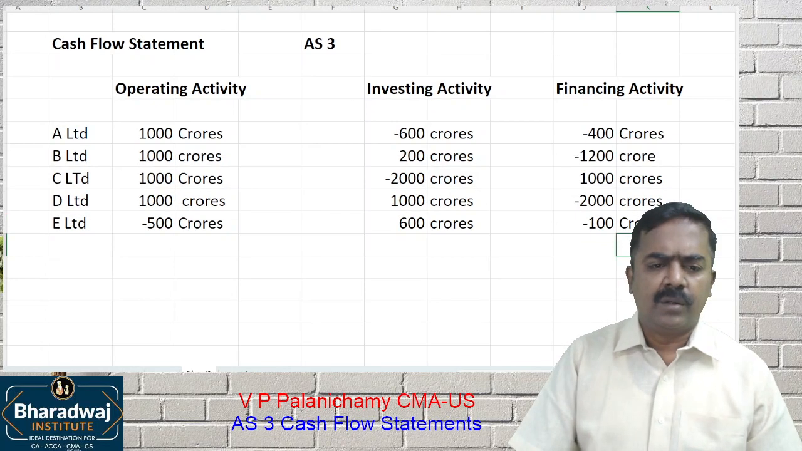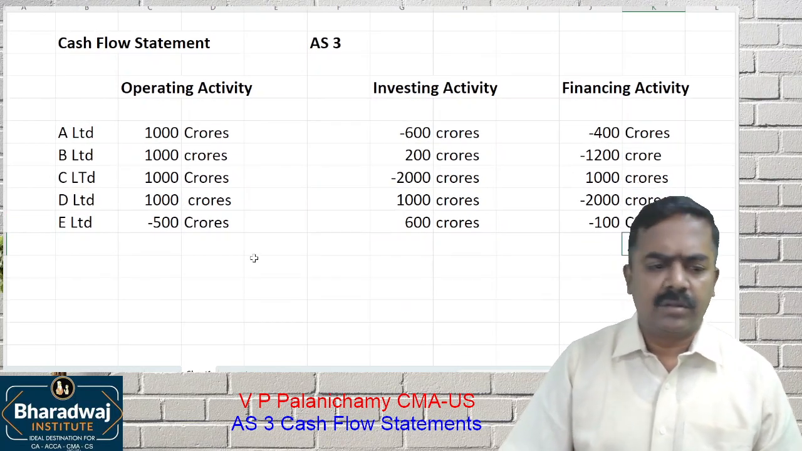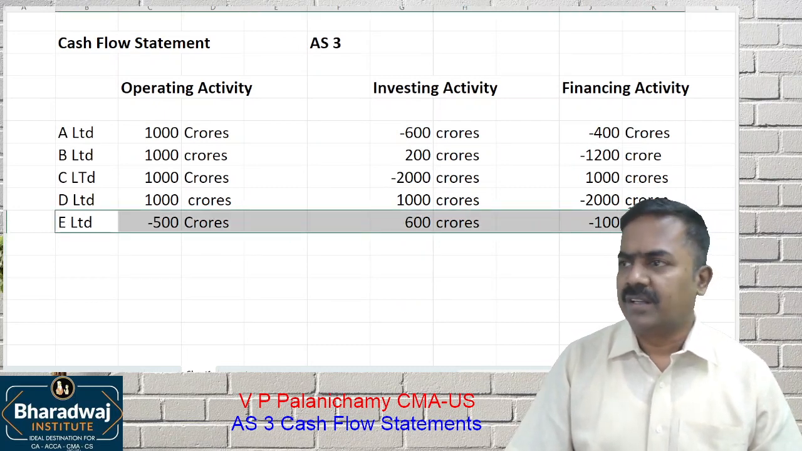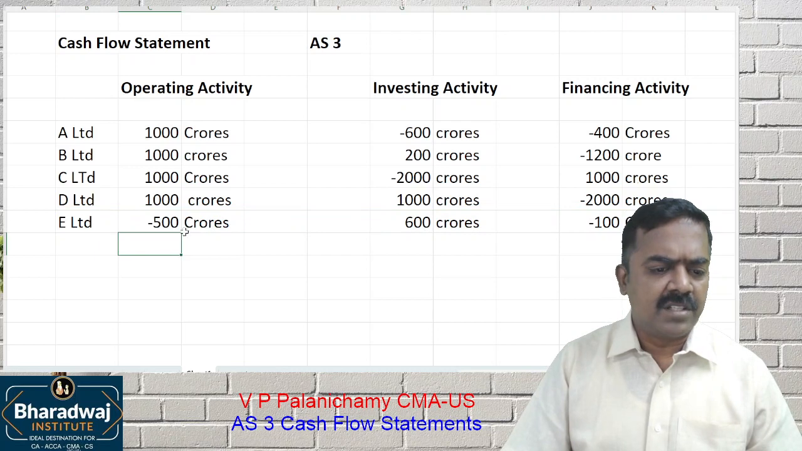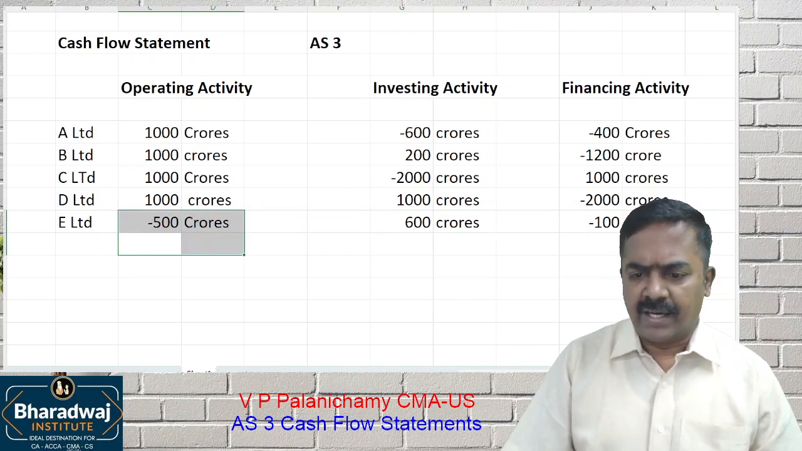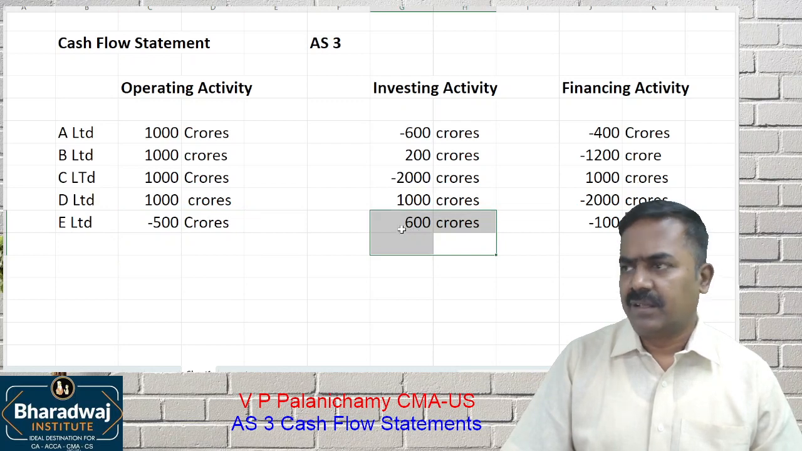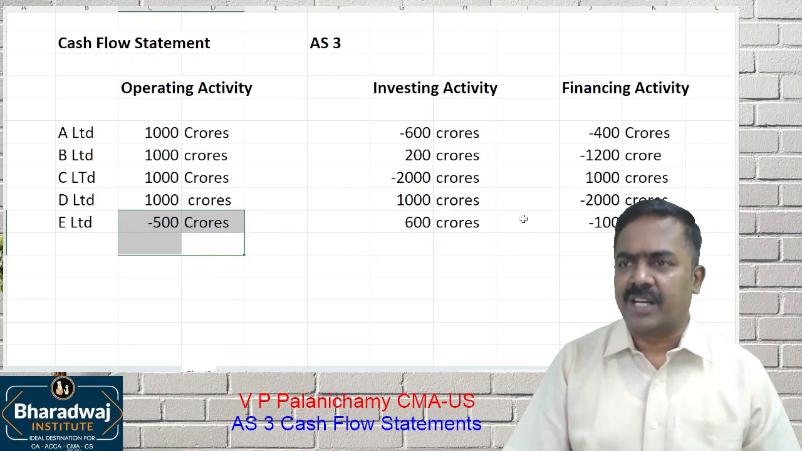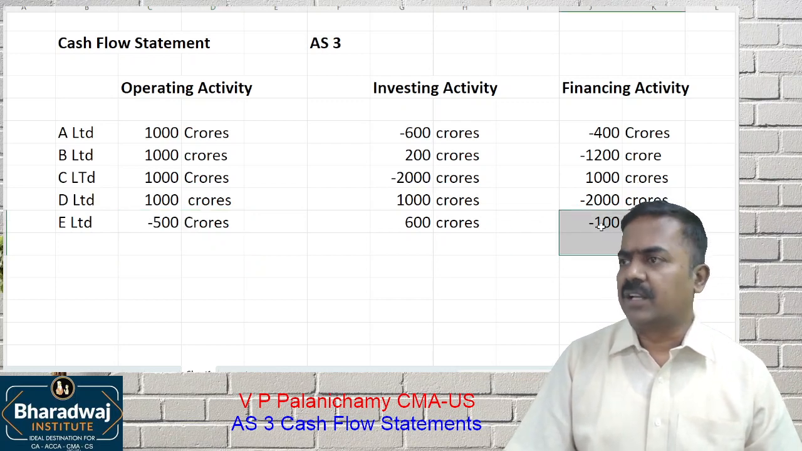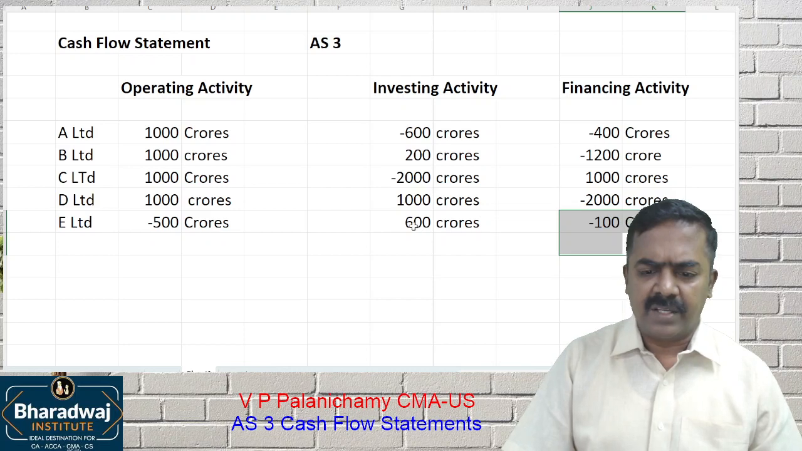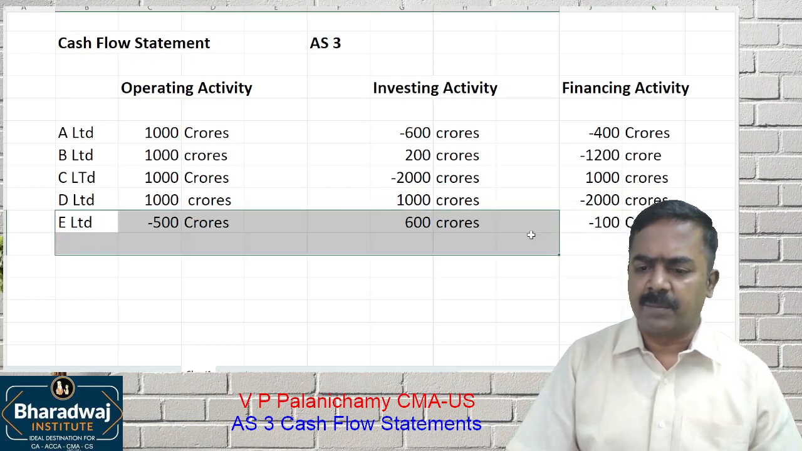You tell me, which one is the good company, which one is a bad company? Bad company can be which one? E Limited. Why? In business, are you getting cash or losing cash? Losing cash. And for that, what are you doing? You are selling the assets to offset the negative cash flow and pay interest and other obligations. So which company is a bad company?